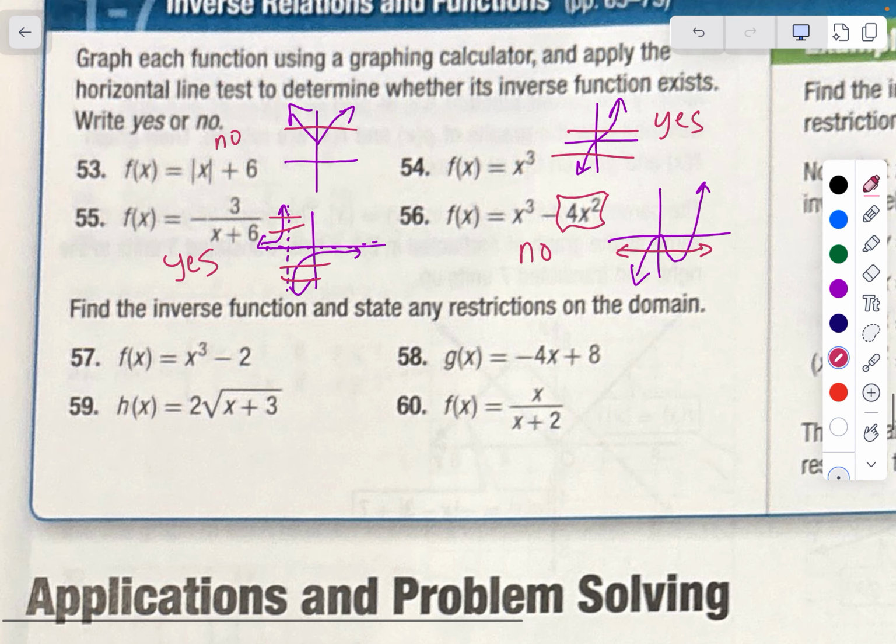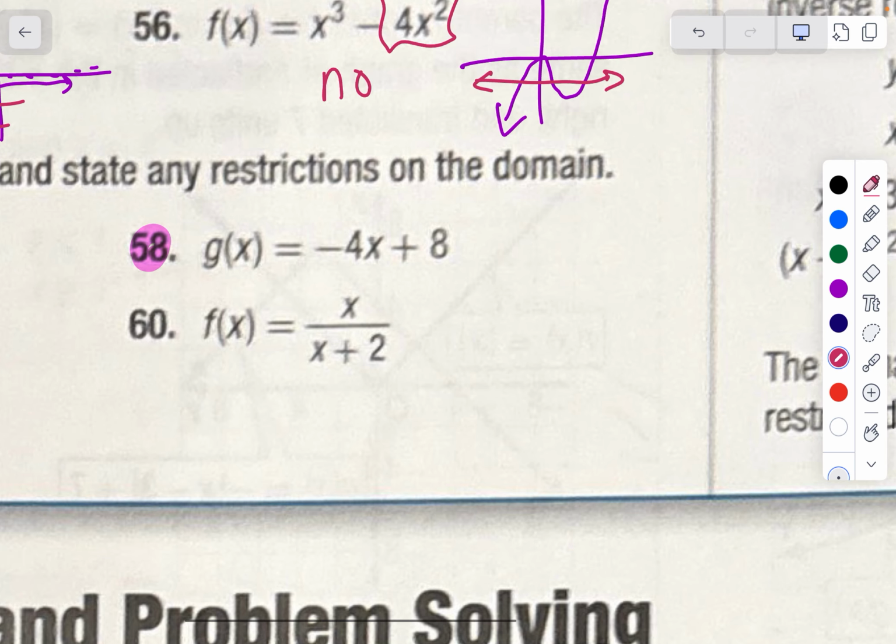Now, for 57 through 60, it says to find the inverse. I'm only going to focus on 58 and 59 at this time. So let's take a look at 58, okay? To find the inverse of a function, you first put it in y notation. All that means is if it says f of x or g of x or h of x or whatever of x, just take that out and replace it with a y. So that's your first step.